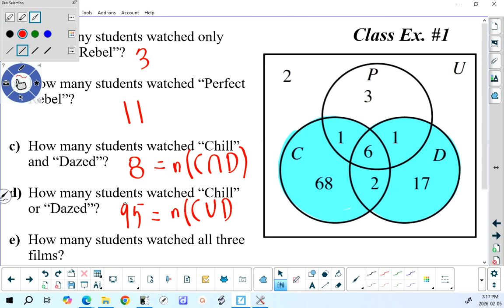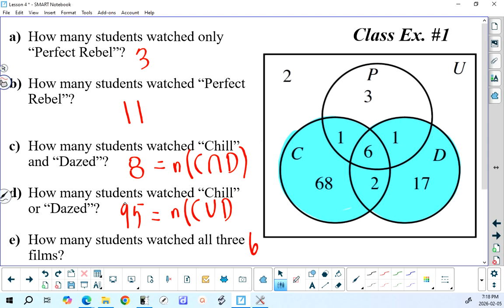How many watched all 3 films? Well, I think that's obvious, that's 6. That's that central point. Those 6 students are inside of all 3 sets.